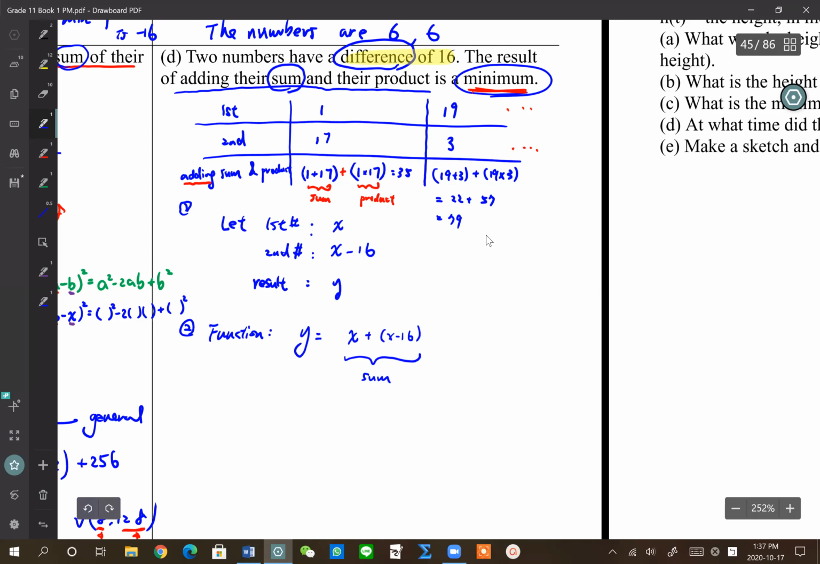right? Adding the sum. So I put add, right? This part is the sum. Adding the sum with the product. Product means multiplying, right? You can look at the chart, right? The chart you have multiplying. So you multiply the two numbers, x and x minus 16. That's called the product.